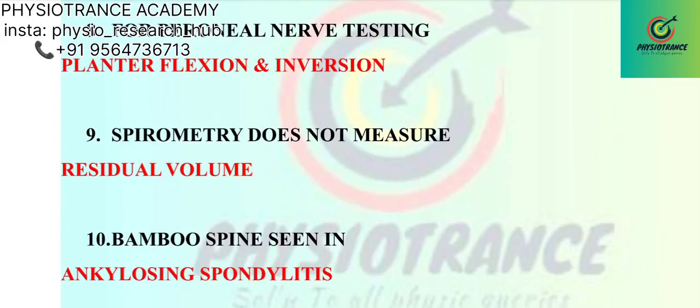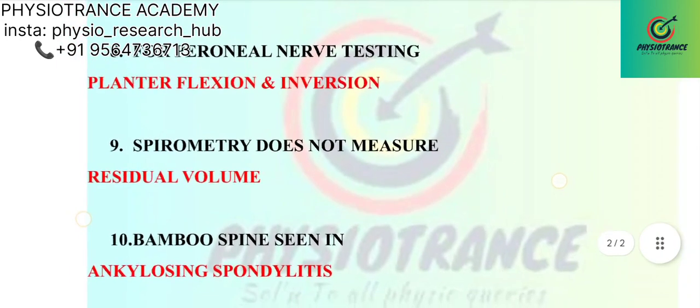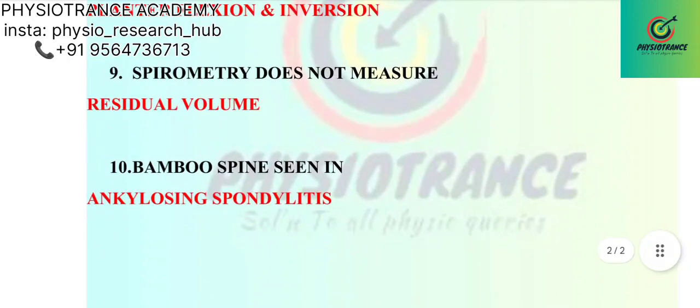The next question: spirometry does not measure residual volume, correct? And bamboo spine is seen in ankylosing spondylitis.